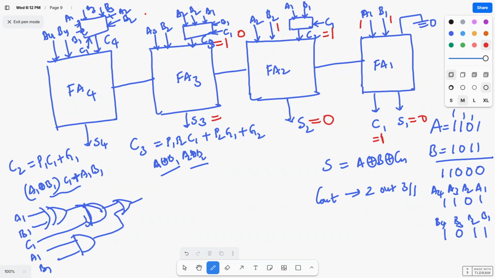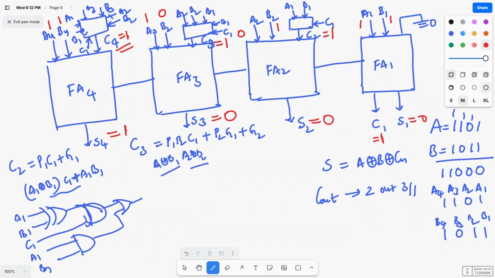And S3 equal to what? A3 B3 is 1 and 0. So sum equal to 0. And carry equal to what you will get? 1. Previously you got 1, or with 2 out of 3 logic you will get carry. And A4 B4 equal to what? 1 1 1. Sum equal to 1, and next C4 equal to 1 you got.